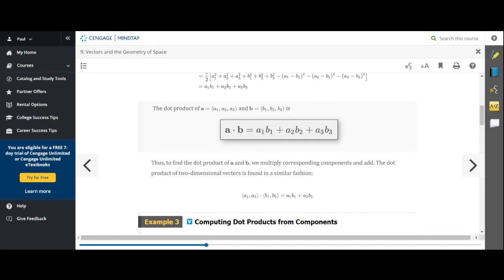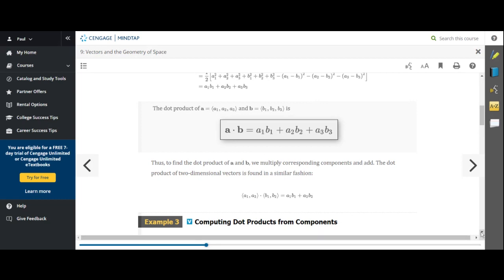How many have maybe seen this definition of a dot product before? Maybe in another class. Okay, Eric's seen it, and Deodath has. Okay, all right, very good.